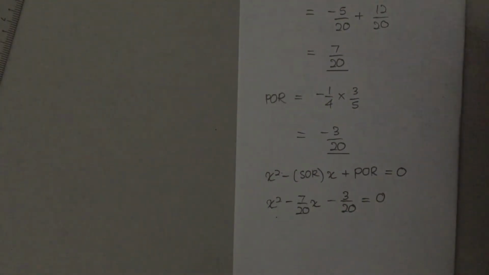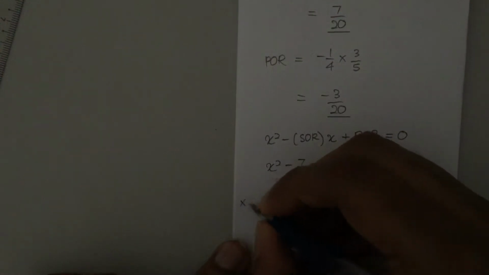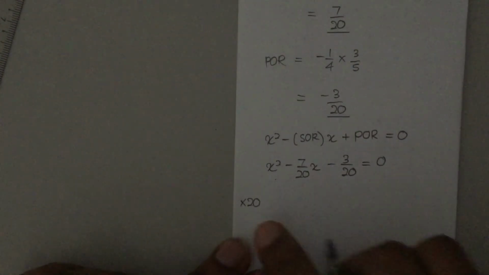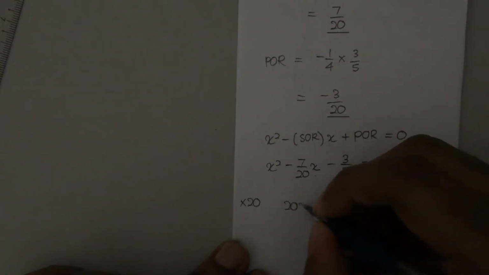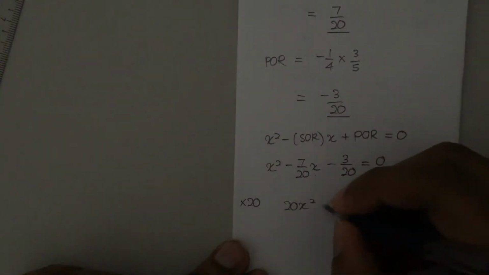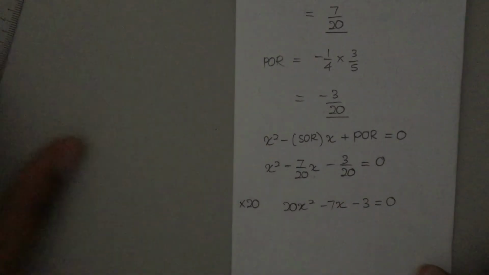In order to make the quadratic equation look nice, you times the whole equation by 20. So from here you get 20x squared minus 7x minus 3 equals 0. So this is your final answer.